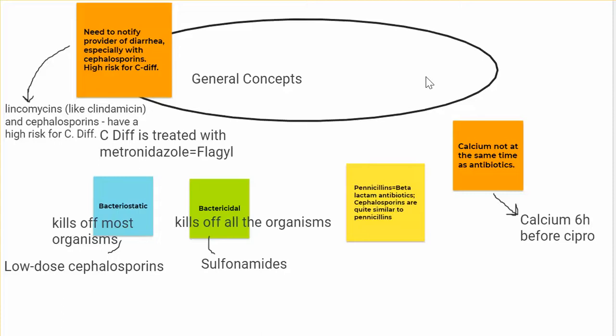All right, so let's talk about some general concepts of antibiotics, and then let's talk about some specific antibiotics. So some general concepts of antibiotics are that we need to notify the provider of diarrhea, especially with cephalosporins. They're high risk for C. diff. Basically, almost any antibiotic can cause a depletion of the good bacteria in the gut, and then in essence, the bad bacteria, the C. diff, decides to have a party and override the GI tract. So if a person does have diarrhea, notify the provider.